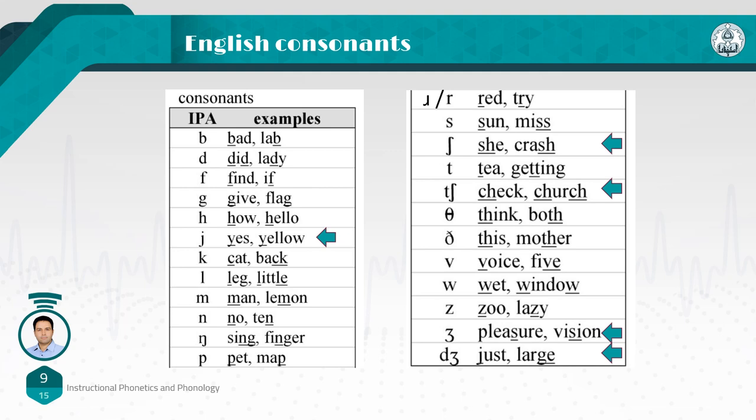And the final two sounds are important. One of them is je, as in pleasure. As I said, we call it yok. Or in a sound like vision. And the last one is digraph. And it is je, as in just or large.